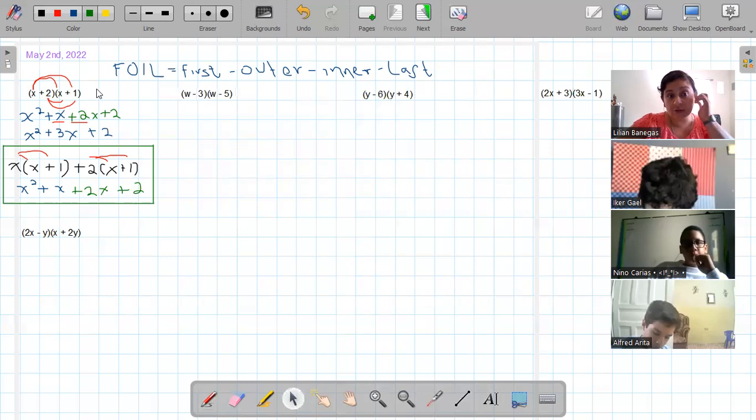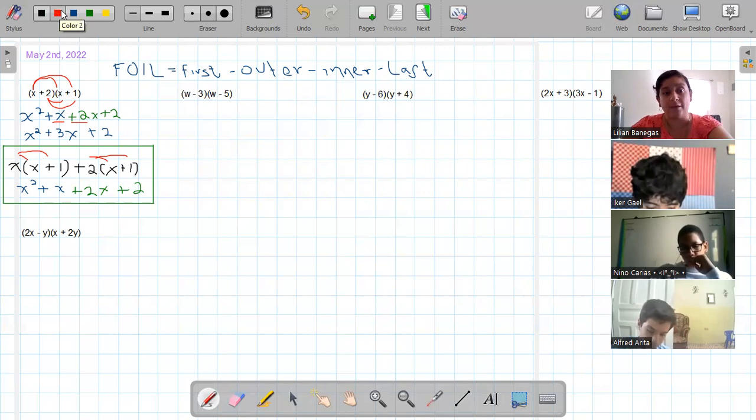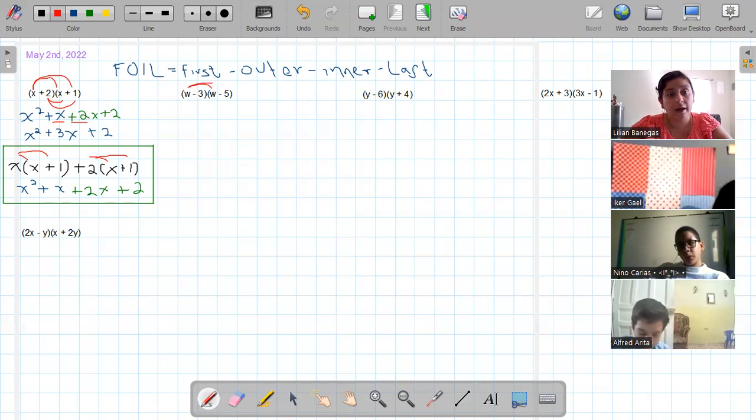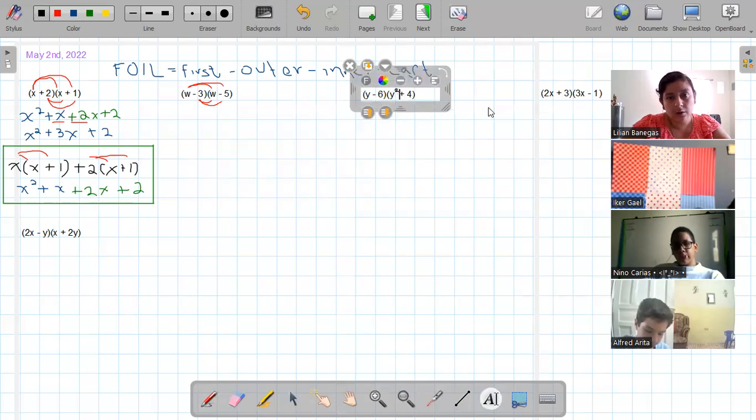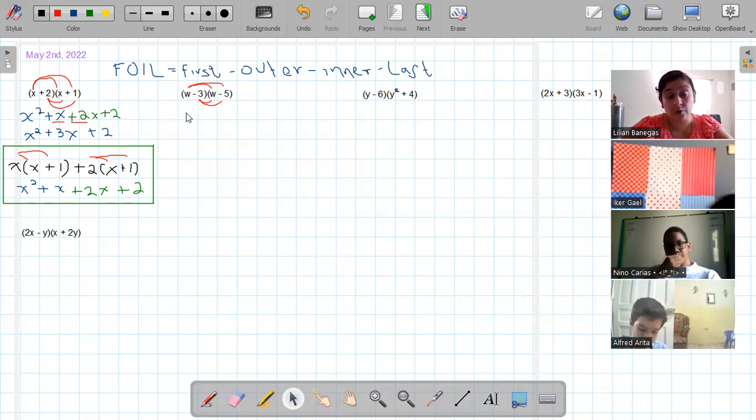Okie dokie then. Let's go with the second exercise, and we're still going to do it with the FOIL method, okay? So we're gonna multiply the first term with the outer and the inner term, okay? And then we're gonna multiply the last term of the first parenthesis with the outer and the inner term of the second parenthesis. And we're just going to add over here a square, okay, so we can see what happens when your exercises have variables as well.